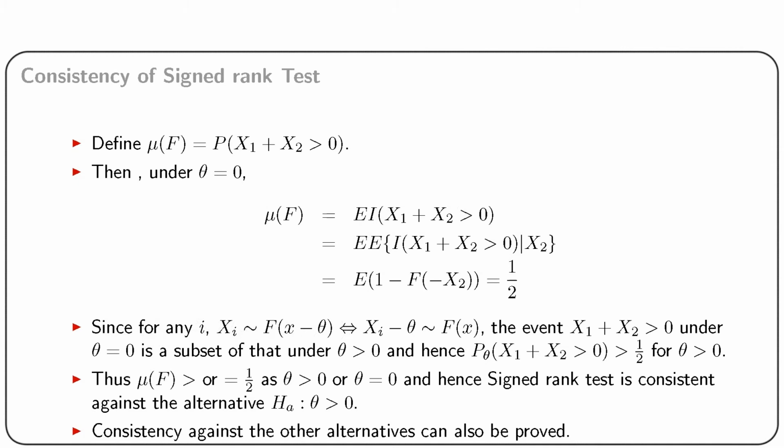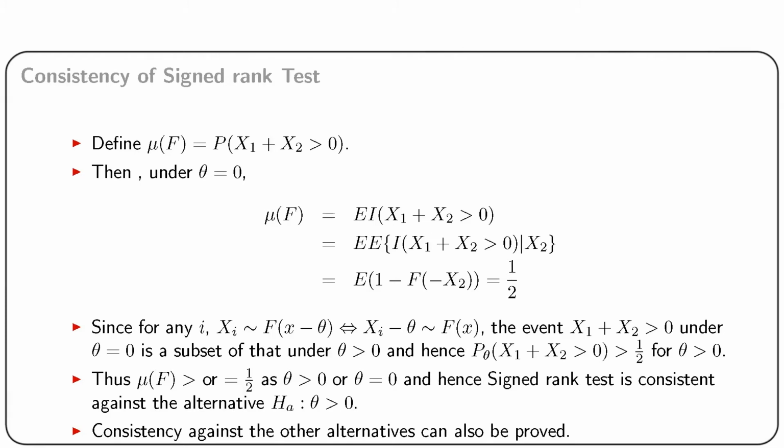Now, define mu f equal to probability x1 plus x2 greater than 0. Then, under theta equal to 0, mu f is nothing but the expected value of the indicator x1 plus x2 greater than 0, which can be expressed as double expected value of the indicator x1 plus x2 greater than 0 given x2. Now, the conditional expectation, that is expected value of the indicator x1 plus x2 greater than 0 given x2, is nothing but the probability x1 greater than minus x2 given x2, that is 1 minus F of minus x2. Thus, mu f is the expected value of 1 minus capital F of minus x2.